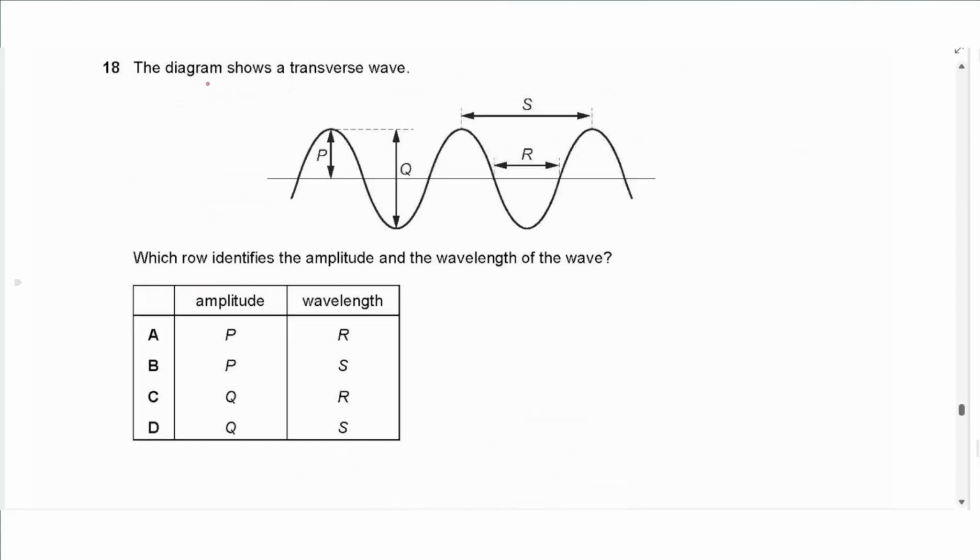Question 18 says a diagram shows a transverse wave. Which row identifies the amplitude and the wavelength of the wave? So this is the amplitude and the wavelength is the distance between two corresponding points like the crests here. So the distance S is the wavelength and P is the amplitude. So P amplitude, S wavelength. So the answer is B.